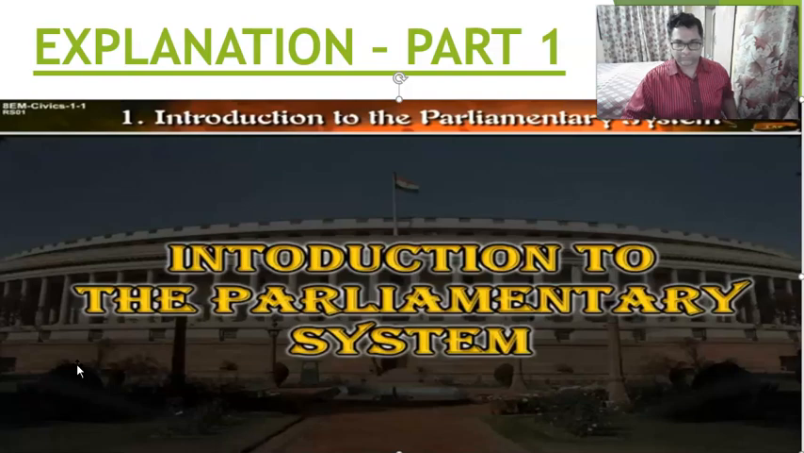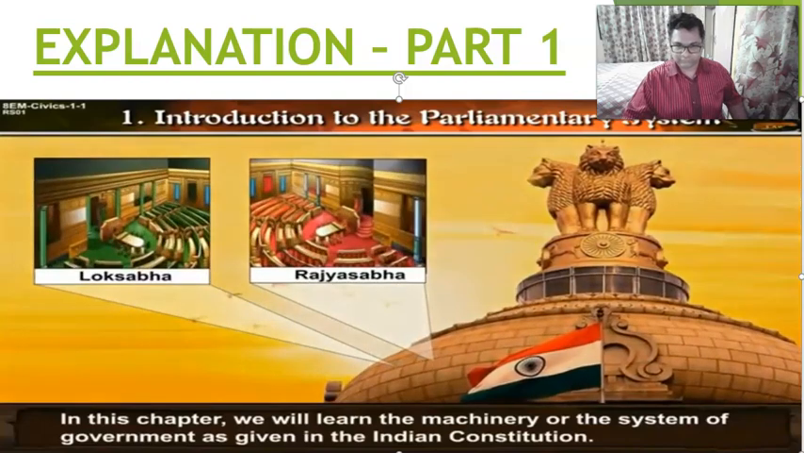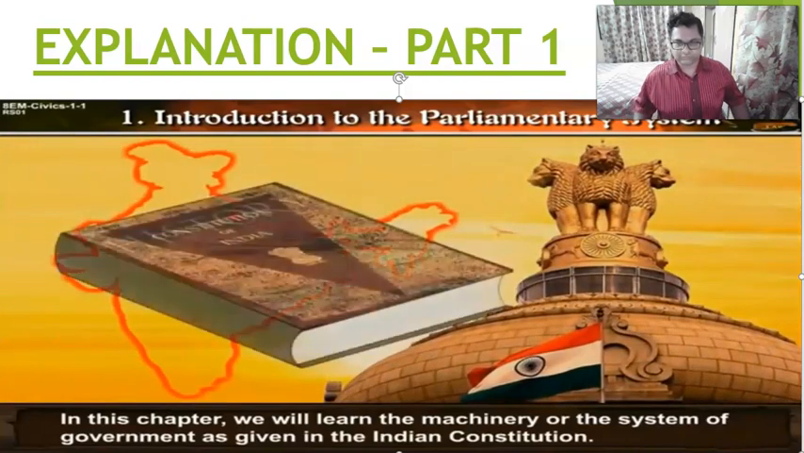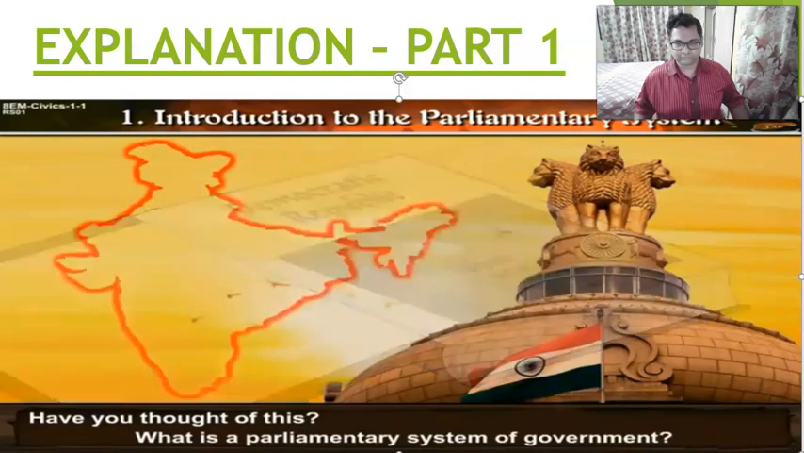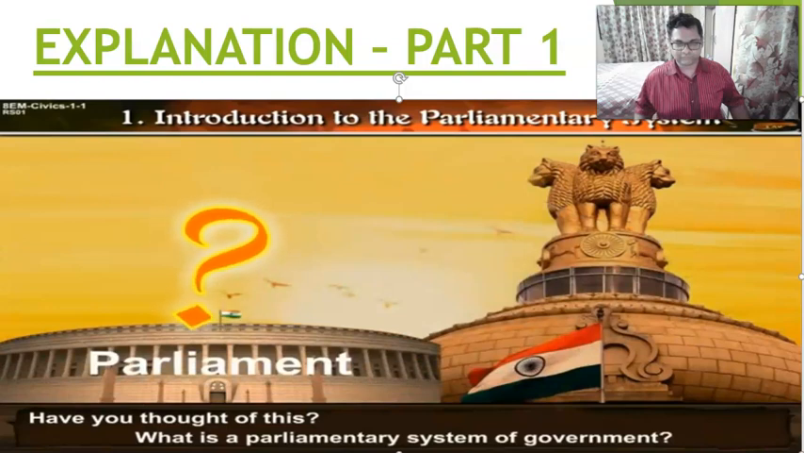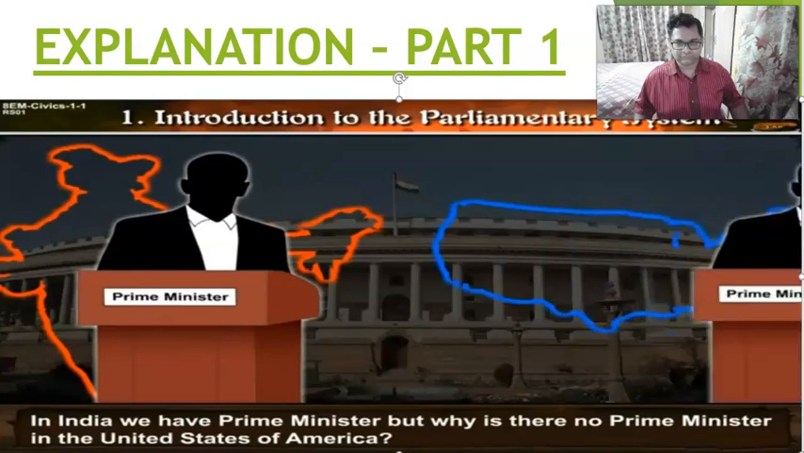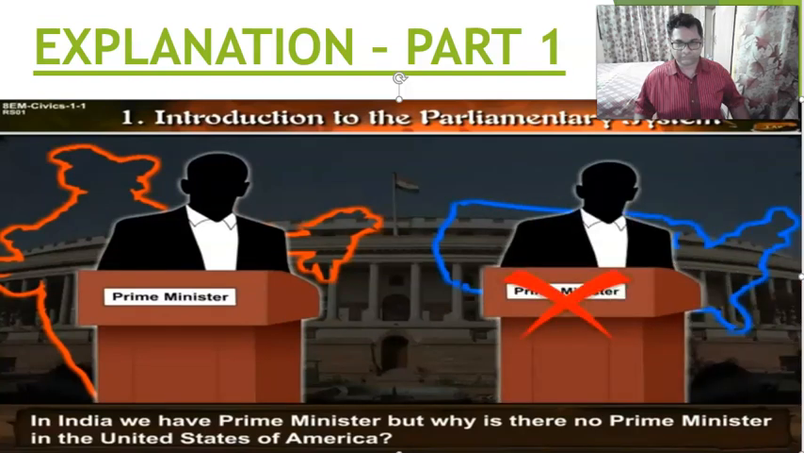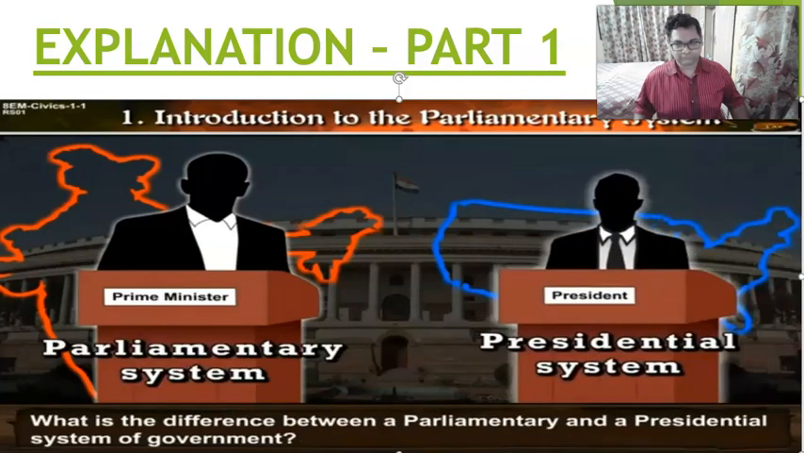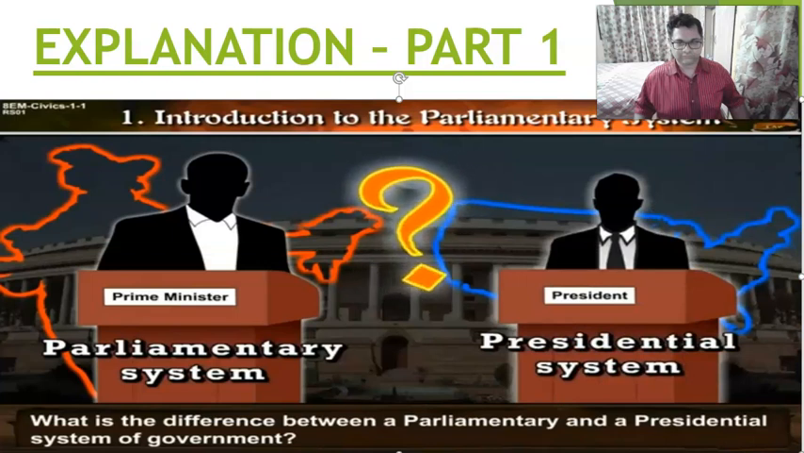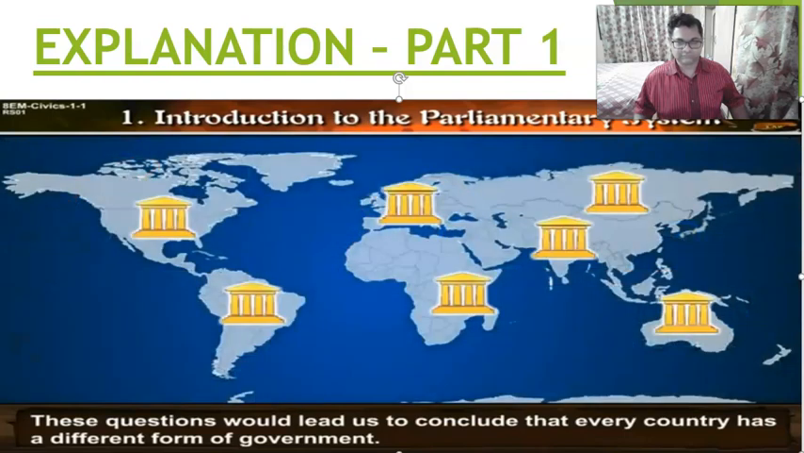Introduction to the Parliamentary System. In this chapter, we will learn the machinery or the system of government as given in the Indian Constitution. Have you thought of this? What is a parliamentary system of government? In India, we have a Prime Minister. But why is there no Prime Minister in the United States of America? What is the difference between a parliamentary and a presidential system of government? These questions would lead us to conclude that every country has a different form of government.